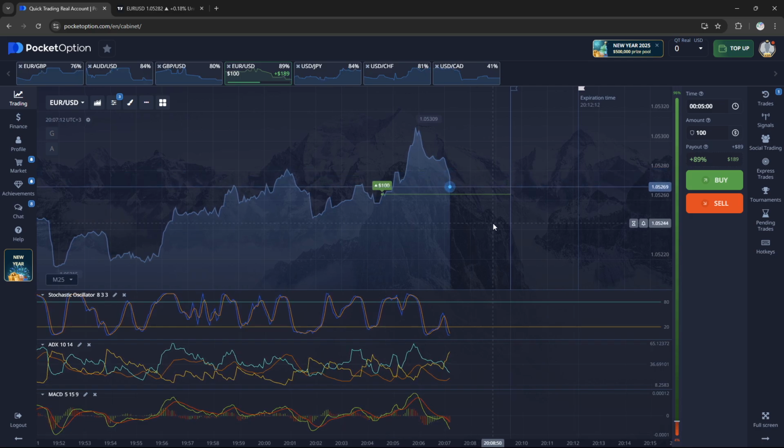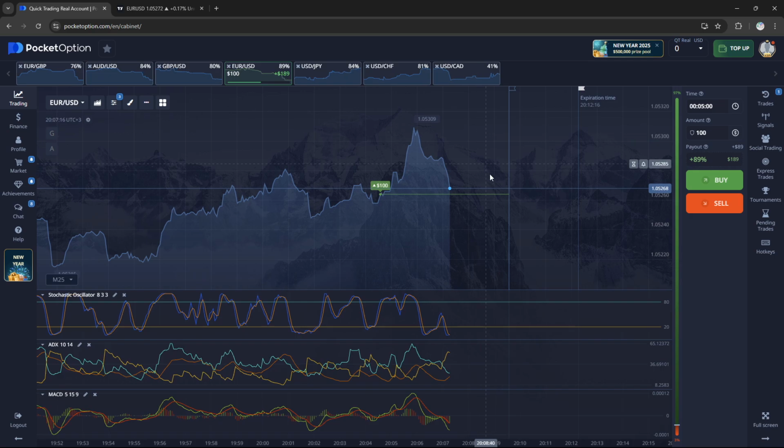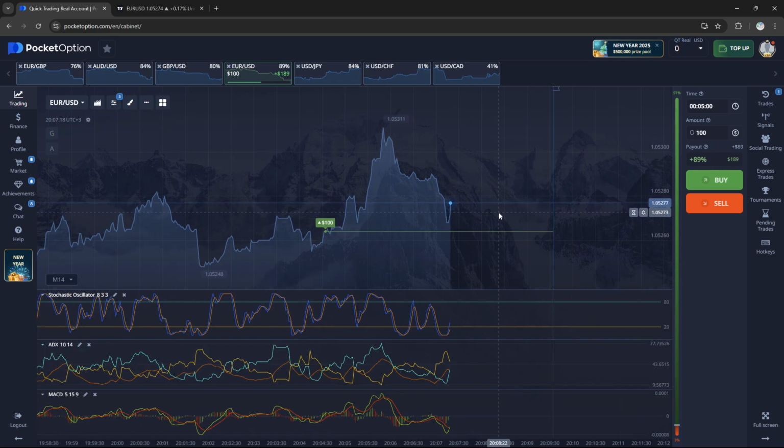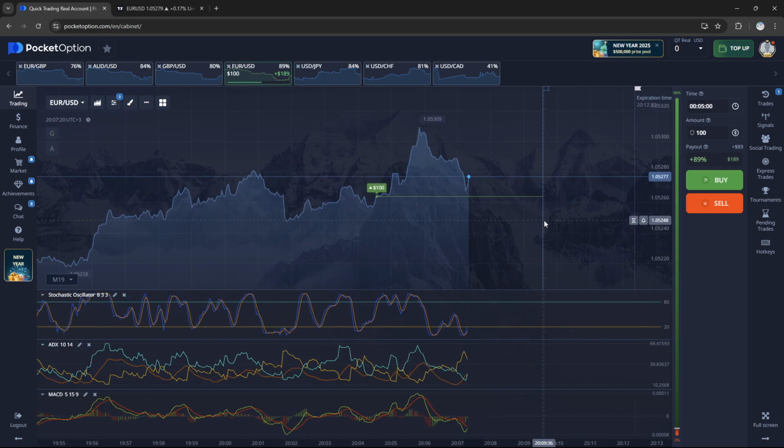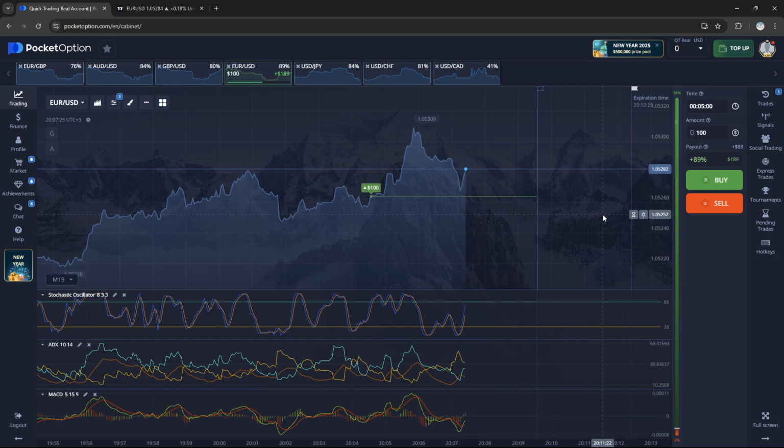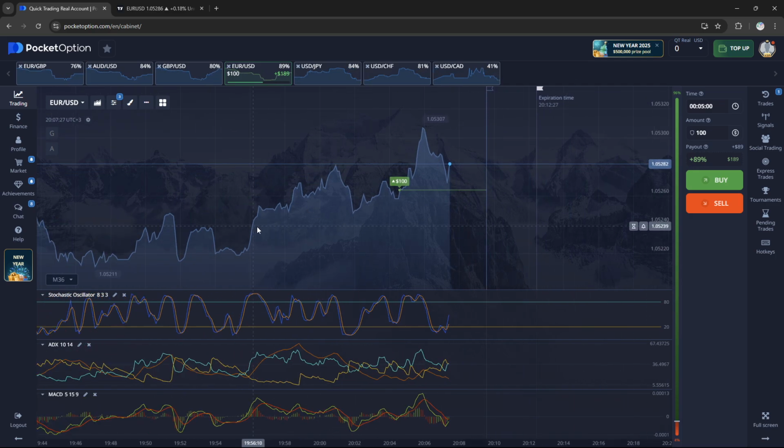In this case, you could consider using either a martingale strategy or hedging, depending on the situation. Let me remind you, money management is everything. Now, I'm taking this trade with my entire balance because I'm doing a challenge, and this isn't my main trading account.